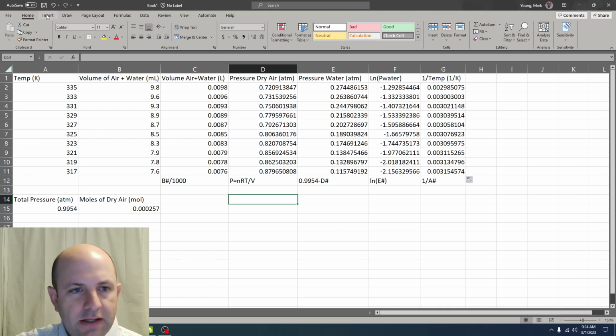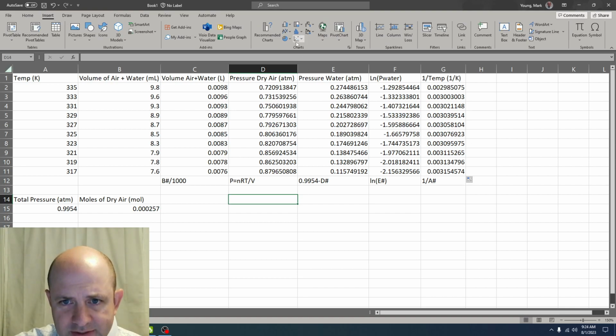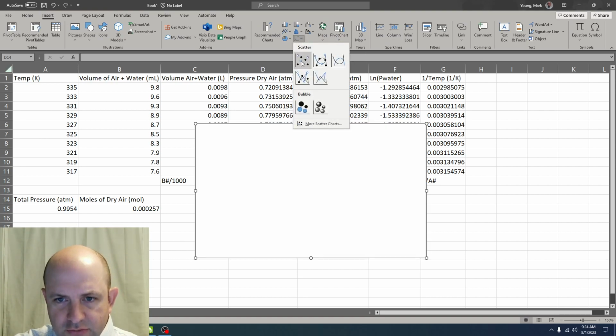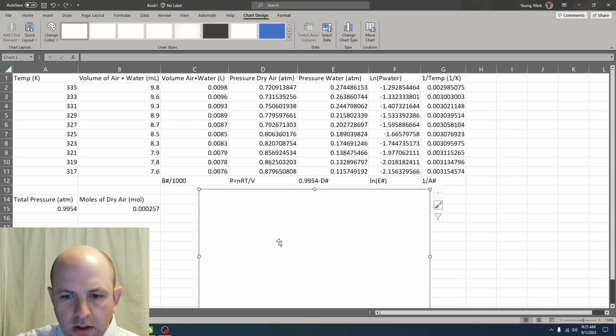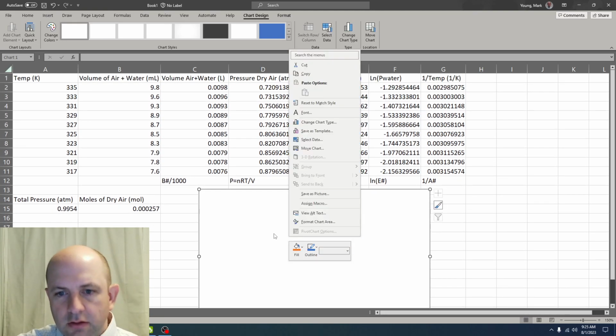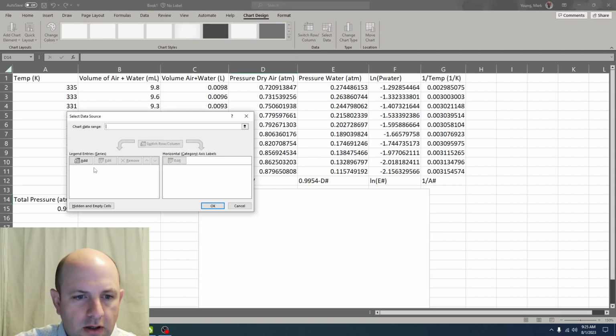So we want to go ahead and insert a scatter plot here under chart, so just the data points. Let's go ahead and move that so we can see everything. We will right click, tell it to select data. We can also do that up here at the top menu. We'll want to add in a series.